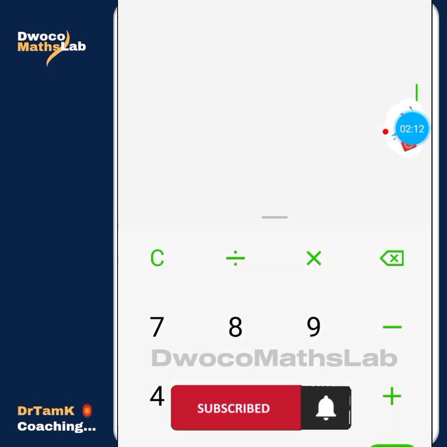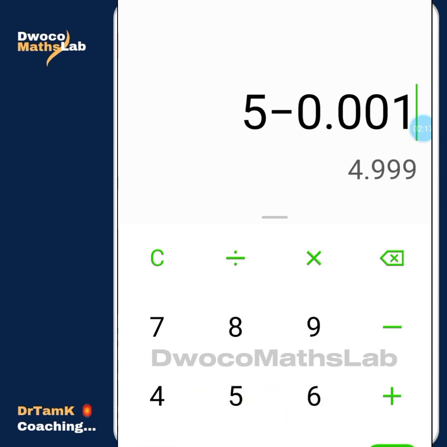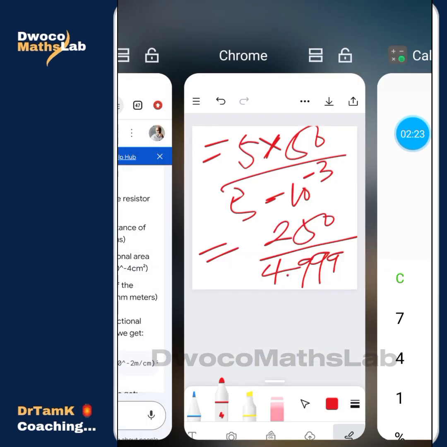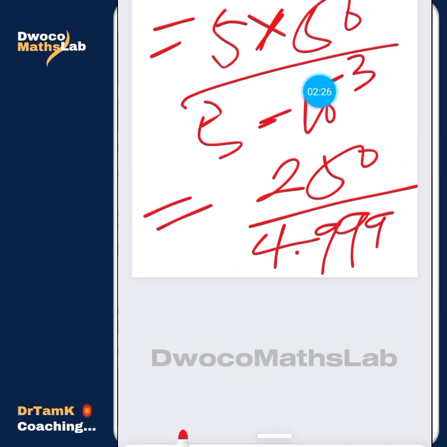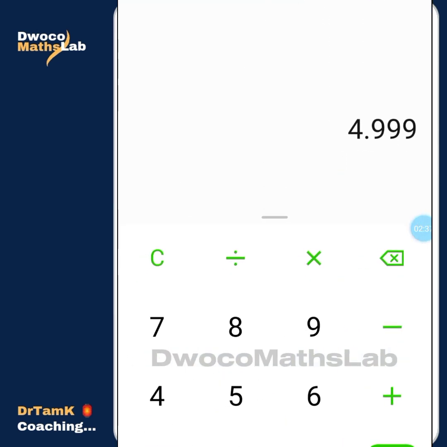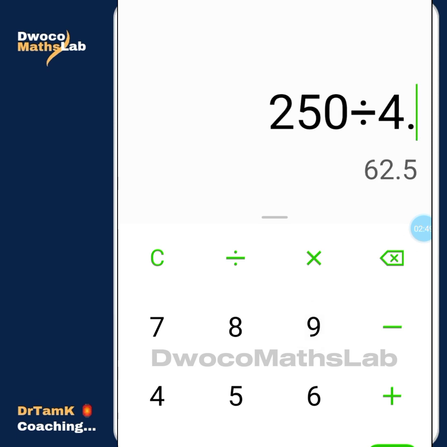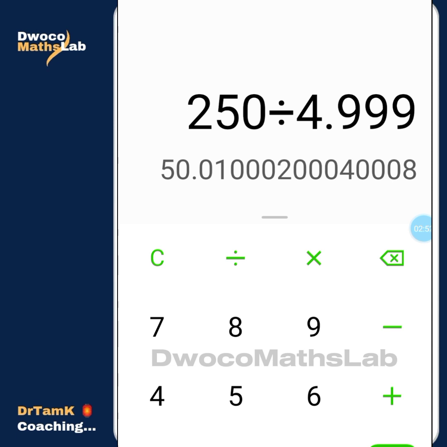Let's check that. What is 5 minus 0.001? That gives us 4.999, because 0.001 is the same thing as 10 to the power minus 3. So we got 4.999 here. Now what we're going to do is 250 divided by 4.999, and that would give us about 50.0.